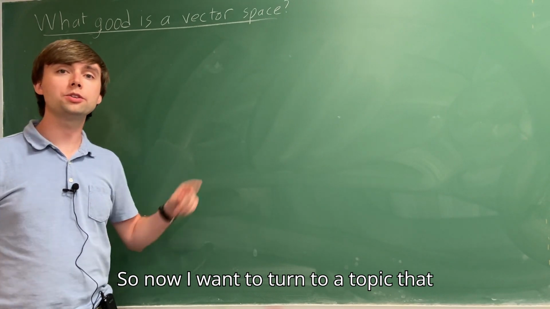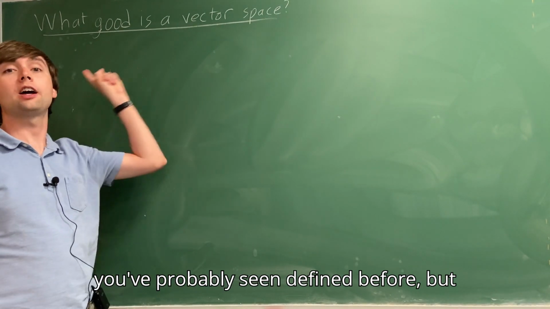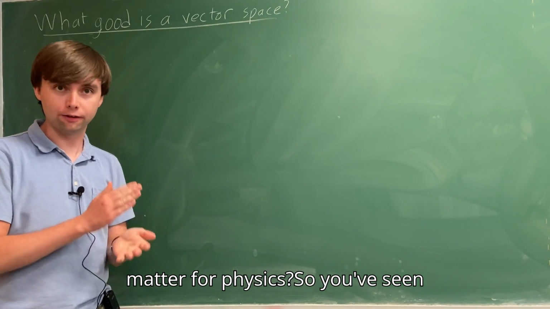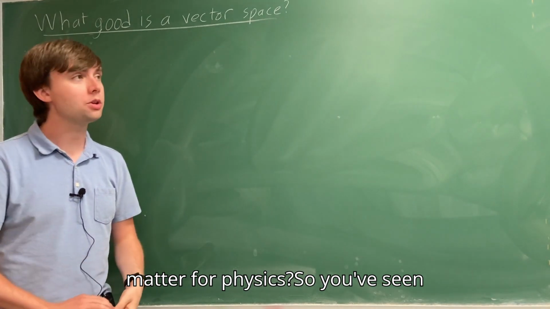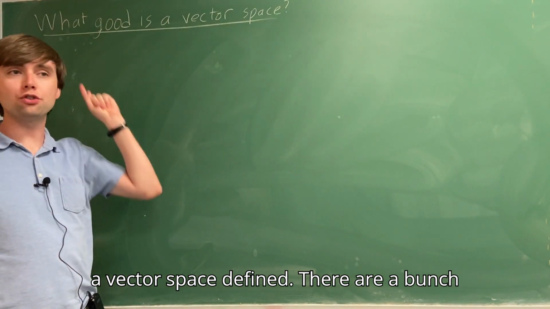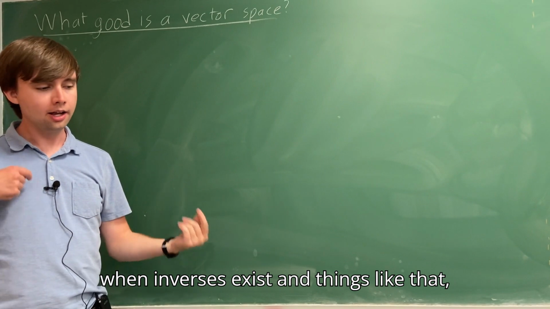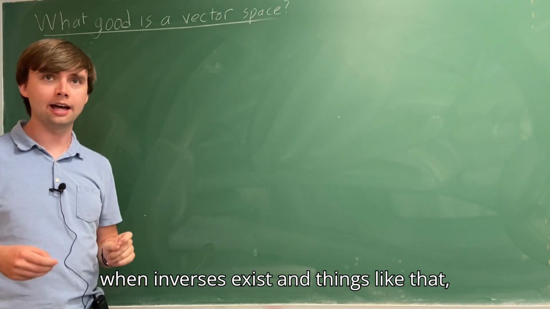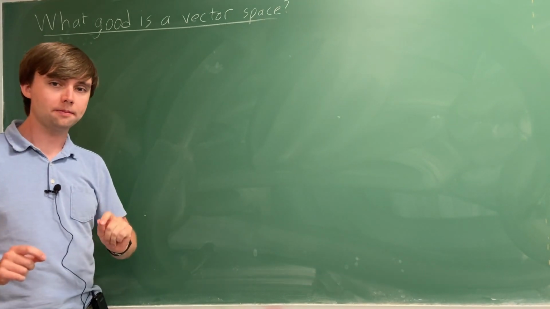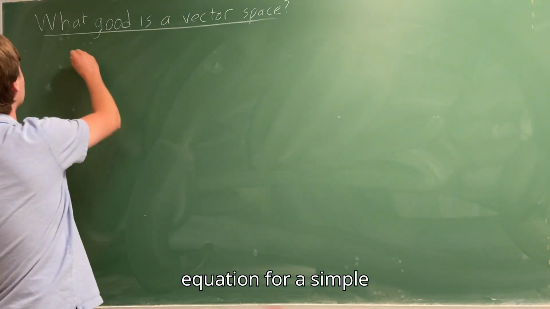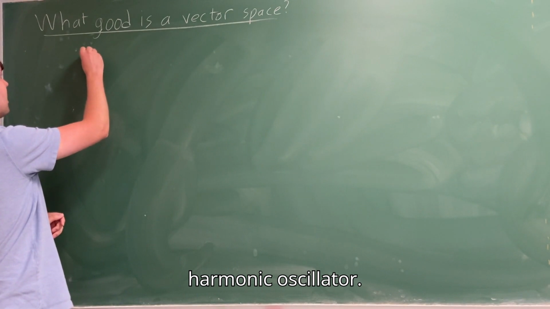So now I want to turn to a topic that you've probably seen defined before, but I want to drill down to where does this matter for physics? So you've seen a vector space defined. There are a bunch of rules about when you're allowed to add things and multiply by coefficients and when inverses exist and things like that, but that's not the most important thing. Let me start you off with the equation for a simple harmonic oscillator.